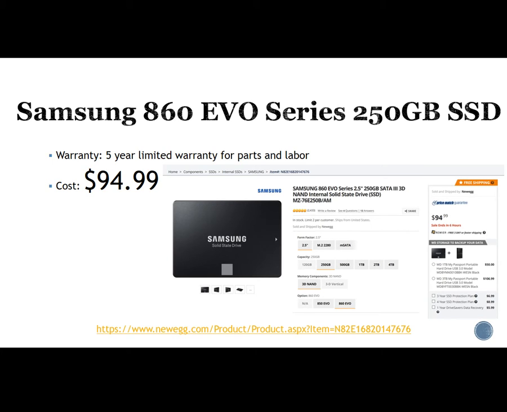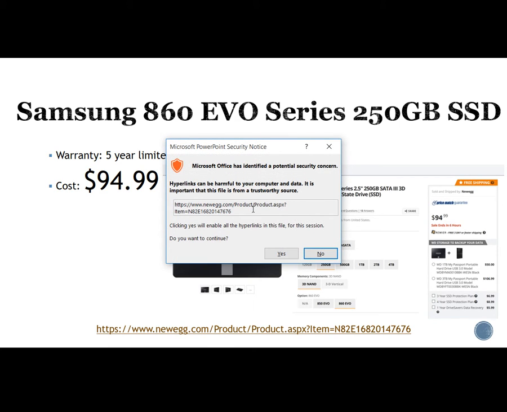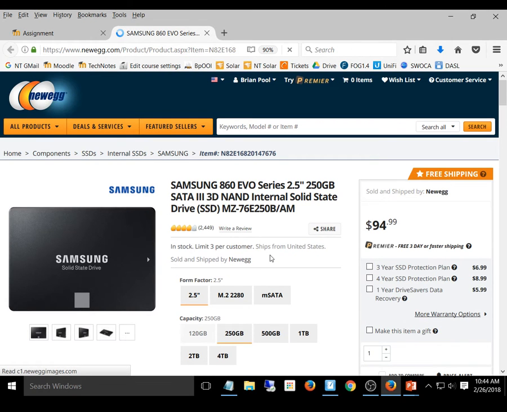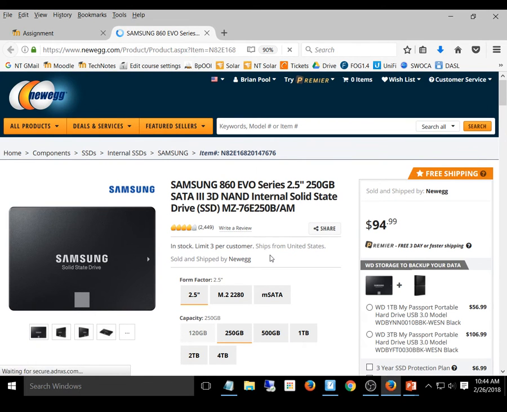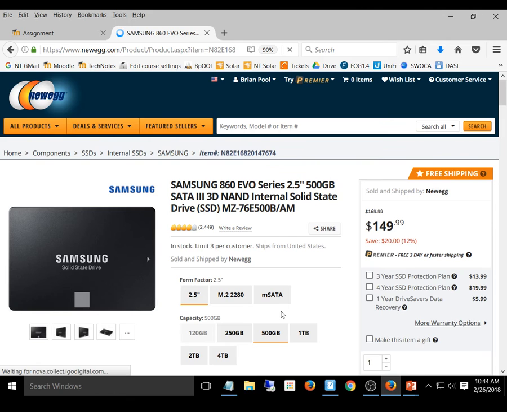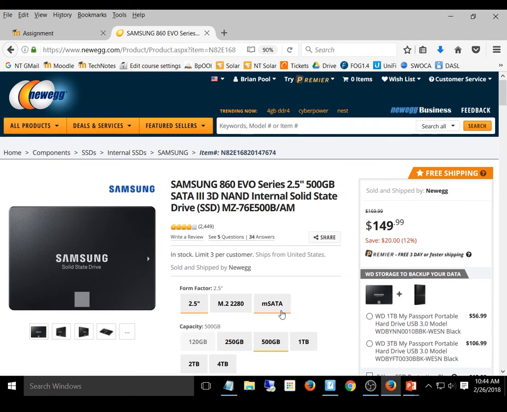You can click your link for a 250 gig Samsung. Okay, so while we're here, I want you to go to the 500 gig. So the price went up to about 150. Divide 150 by 500. You're going to see 30 cents. So it goes down to 30 cents for the 500.